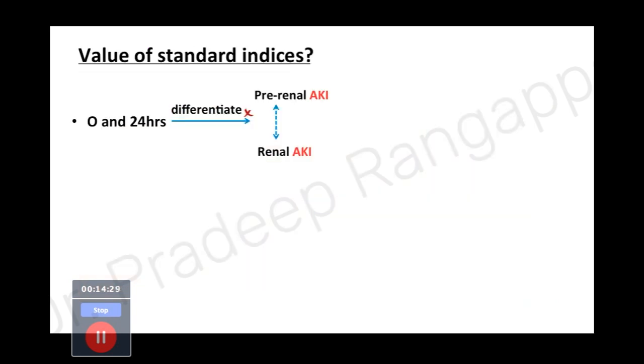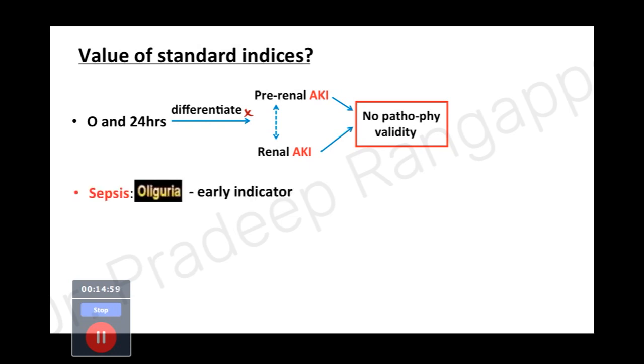Now, do these indices really help guide you in determining whether the patient has developed AKI? What has been referenced is that in the first 24 hours, it is very hard to differentiate the cause of acute kidney injury between pre-renal and renal. It is very hard to ascertain whether the cause is pre-renal or renal, and there is no pathophysiological validity to delineate and say this is pre-renal and this is renal. In sepsis, oliguria may be the only early indicator that an AKI is setting in, and all those biochemical parameters may not be of much value in sepsis early on.